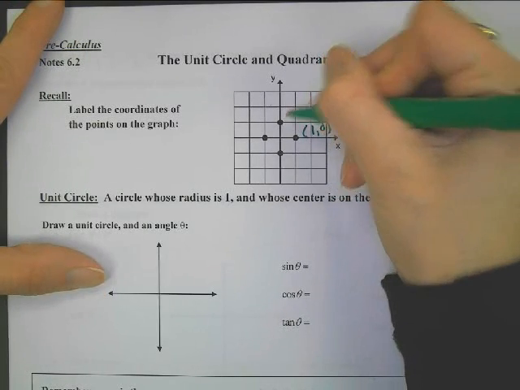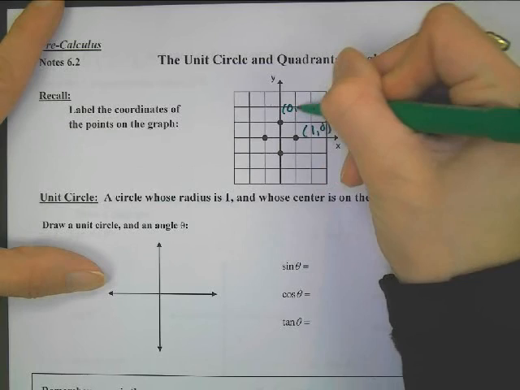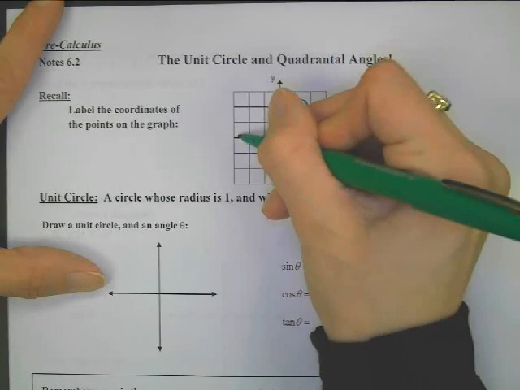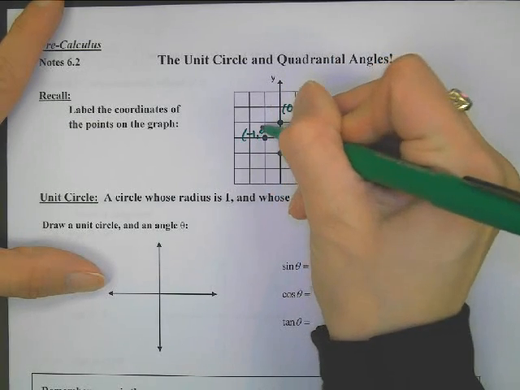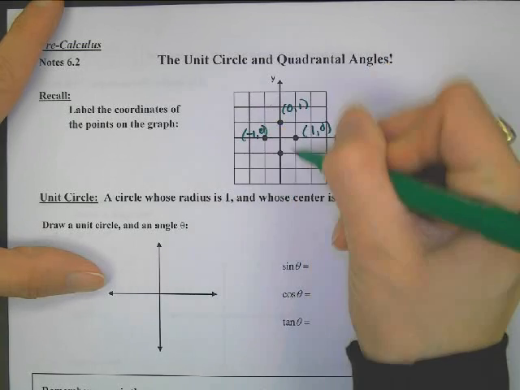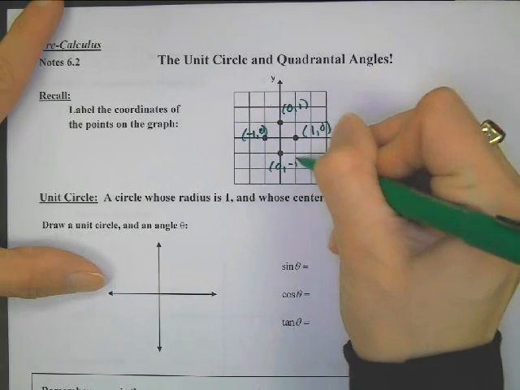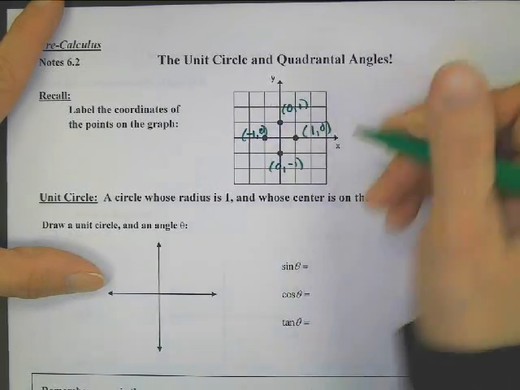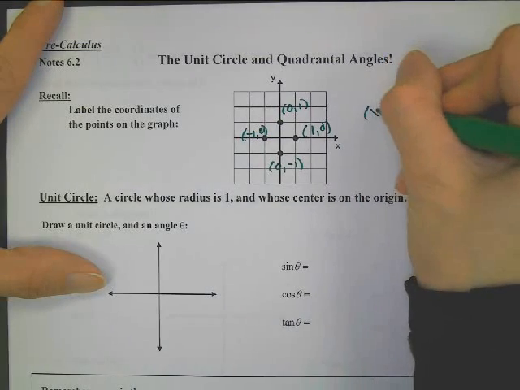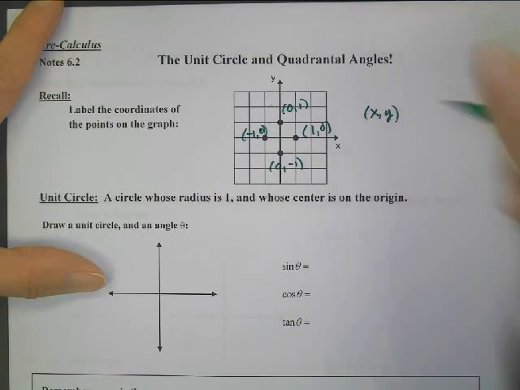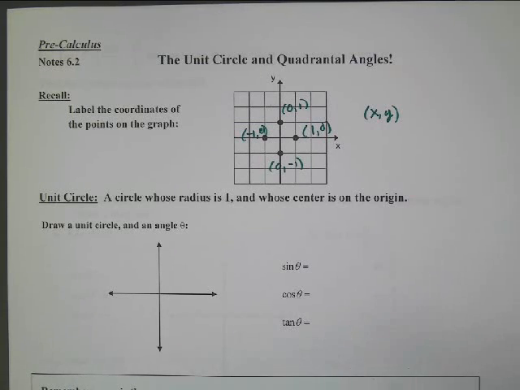How about this point here, due north? Yep, (0, 1). Due west, (-1, 0). And due south, (0, -1). Okay, we have to remember when we are doing these that it's x, y. That's going to help us a lot with trigonometry and unit circle and sine and cosine and things like that.